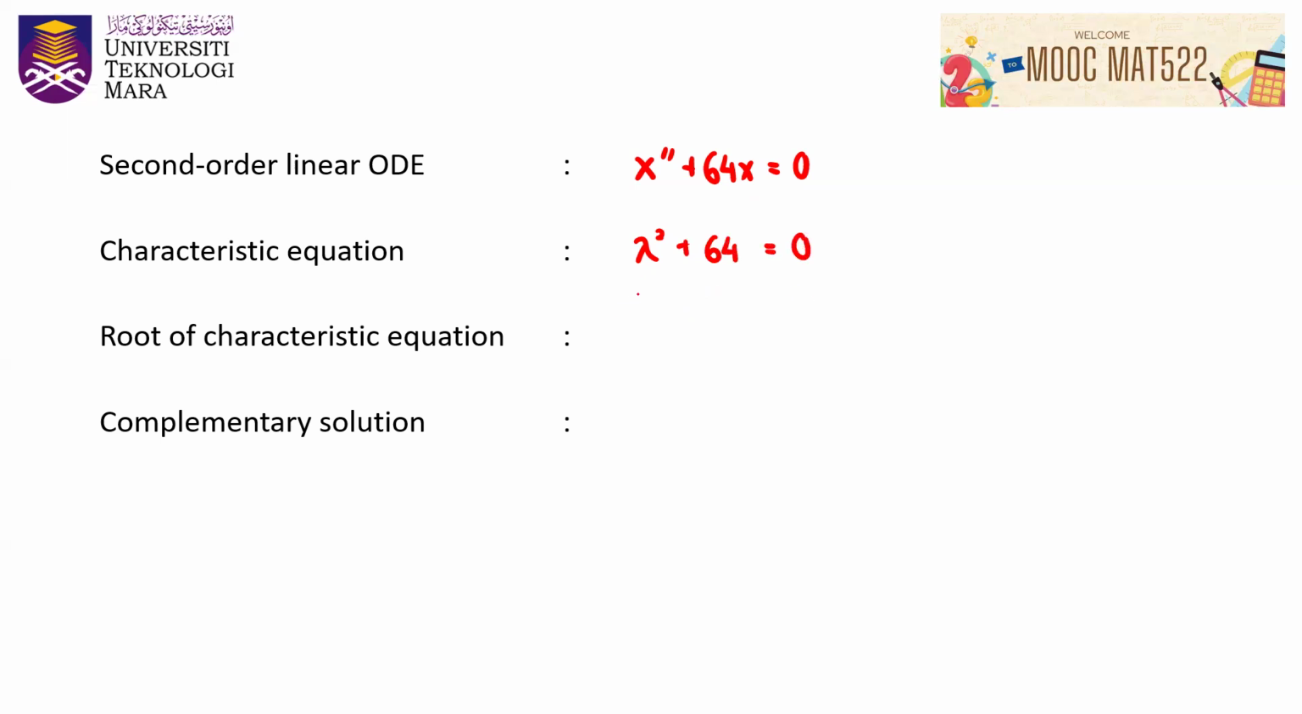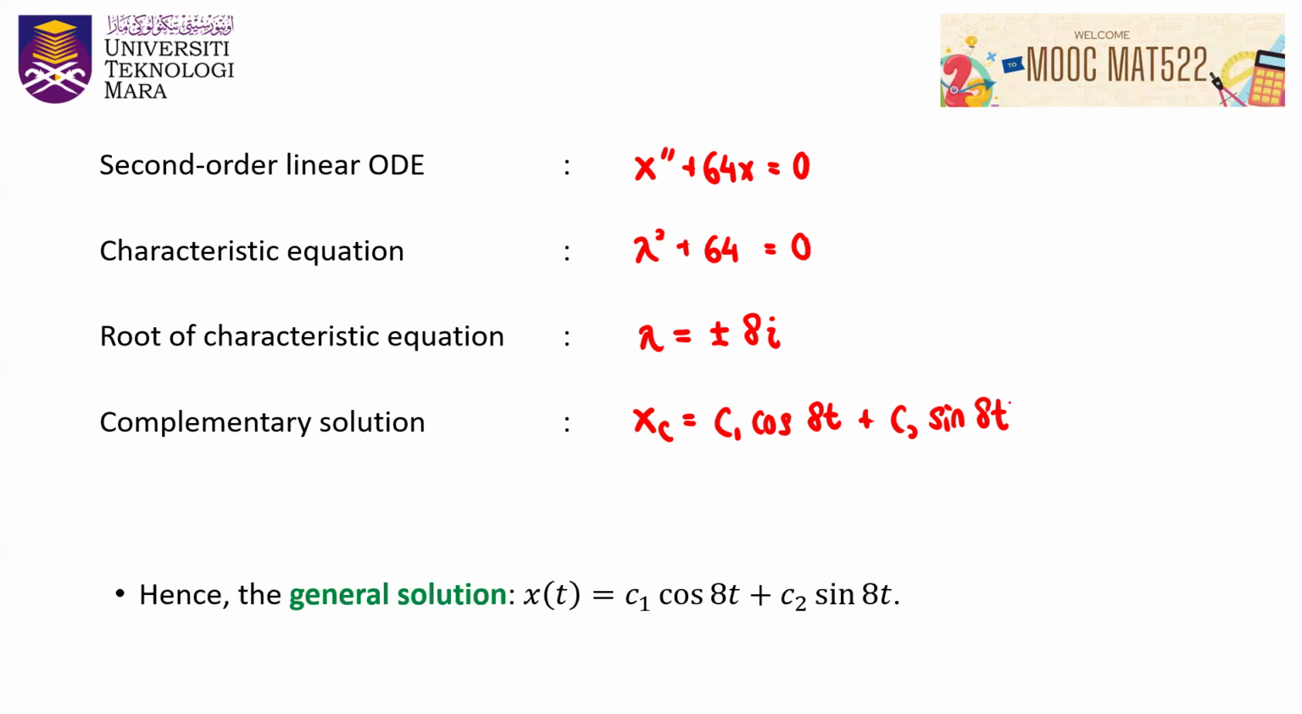This is a quadratic equation. Solving this equation gives us a complex root, lambda = ±8i. Therefore, the complementary solution x_c is given by c1 cos(8t) + c2 sin(8t). Since this linear ODE does not contain any non-homogeneous term, this complementary solution will be our general solution now.